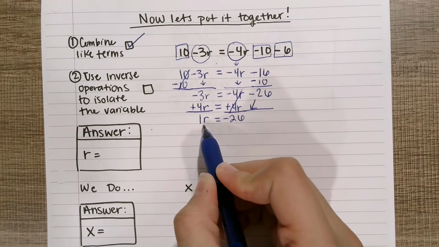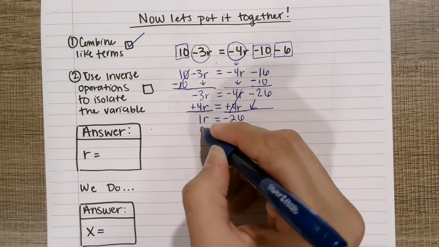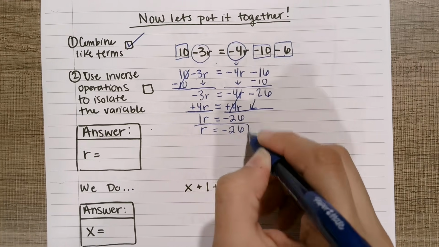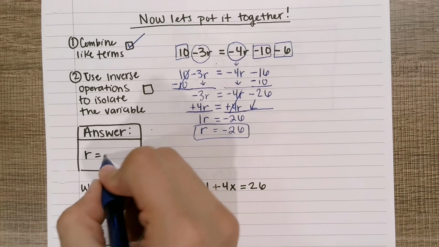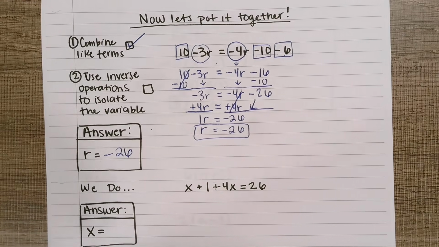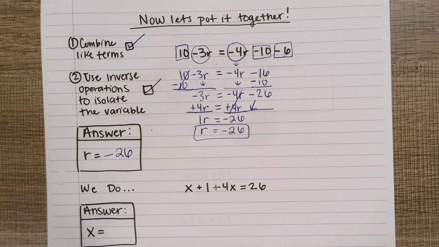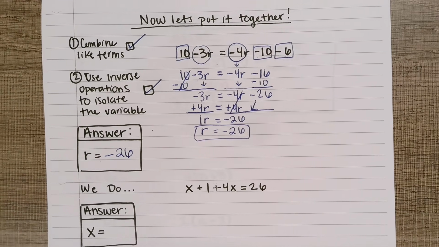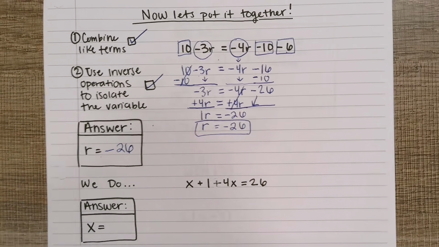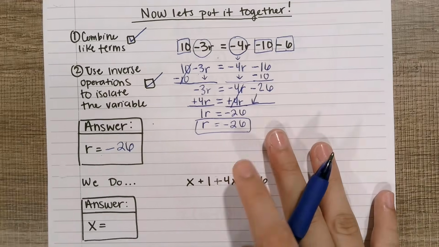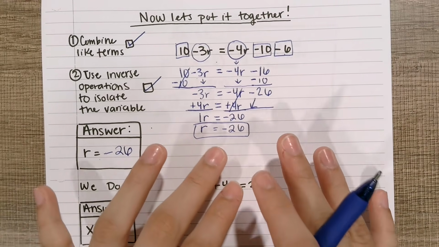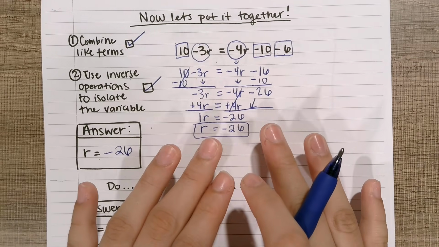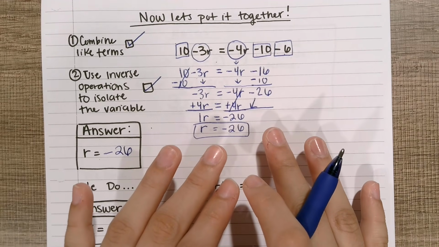And 1r means that there's just one r, which is the same as just writing r by itself equals negative 26. So my answer is that r equals negative 26. I did inverse operations to all the operations and I isolated my variable with r equals negative 26. If you need to pause or re-watch this, go ahead and do so because next is your we do. So if you need to pause and re-watch, go ahead and do so.